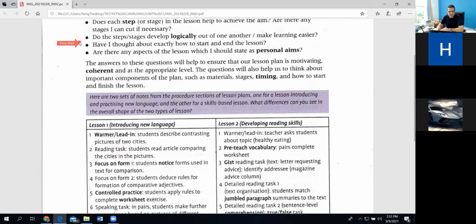So next, the answers to these questions will help to ensure that our lesson plan is motivating.